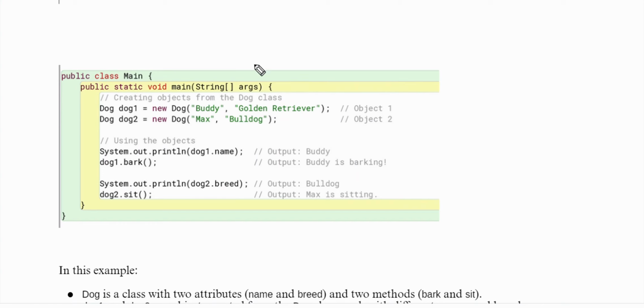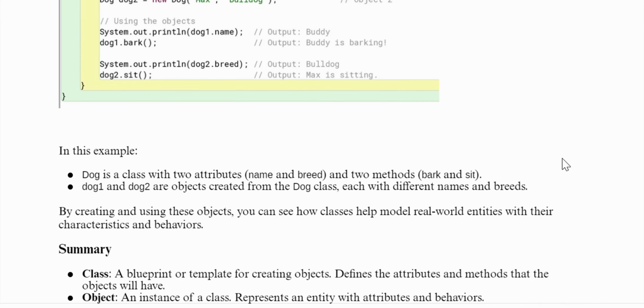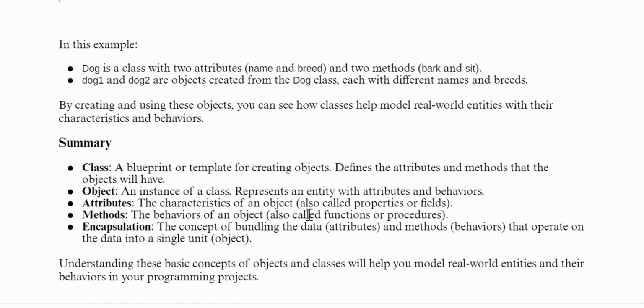So what is happening here now? Again, you have a main method. The main method, as I told you, is like a drawing room from where every process starts. Okay, so in the main method, you again create two objects like dog1 and dog2. To the first dog, the name you pass is Buddy and the breed is Golden Retriever, and the second dog's name is Max and it's a bulldog, right? And then you are using those objects to call the methods, the bark and the sit. So just let me go through this. Same thing as I explained to you, dog is a class with two attributes, a name and breed, and two methods, bark and sit. Dog1 and dog2 are the objects created from the dog class with different names and breed.